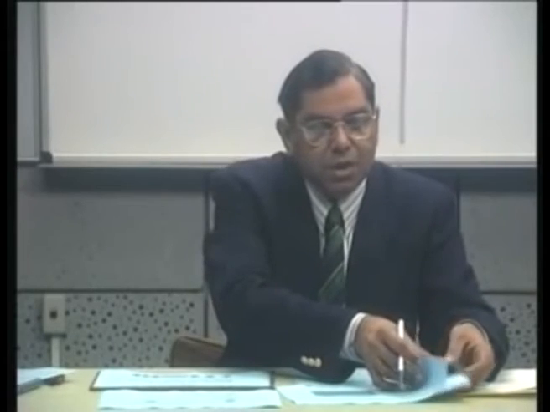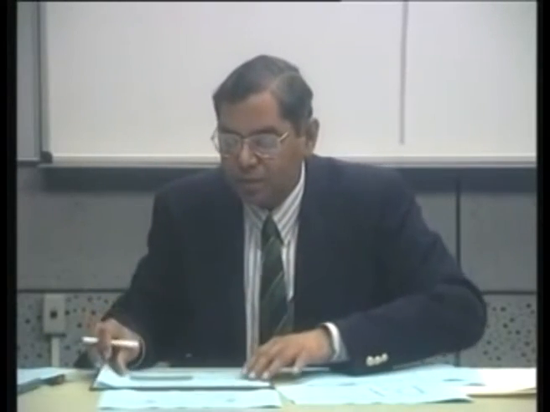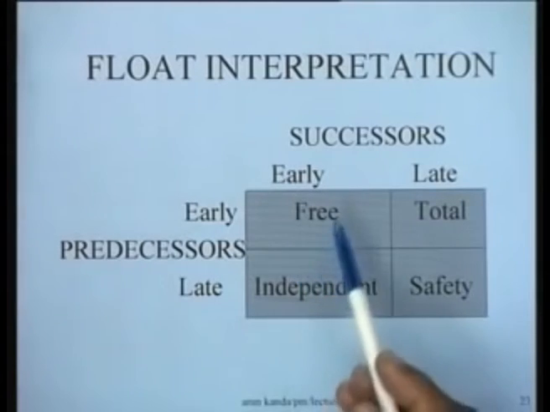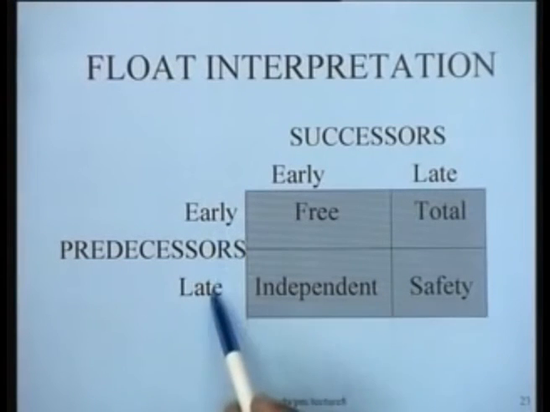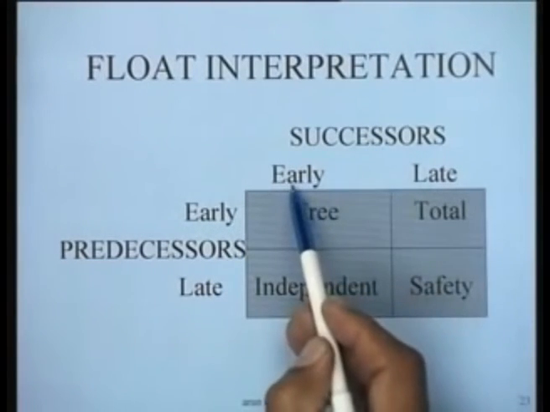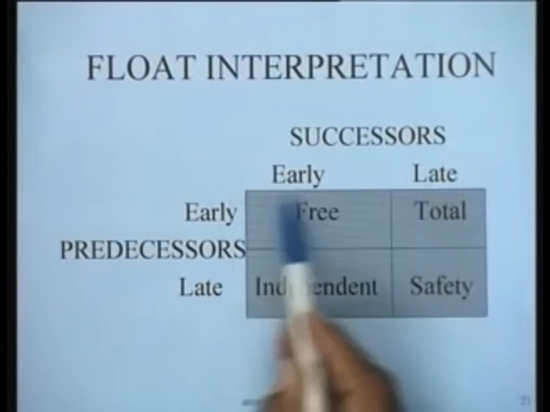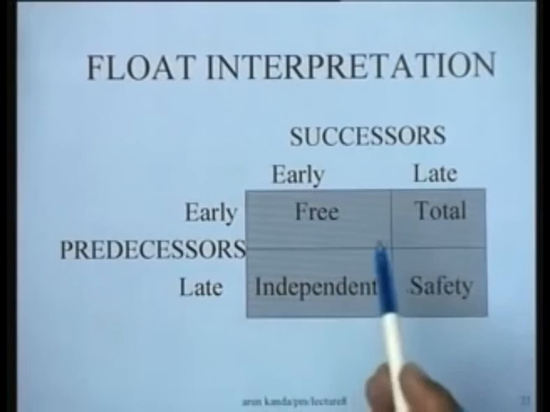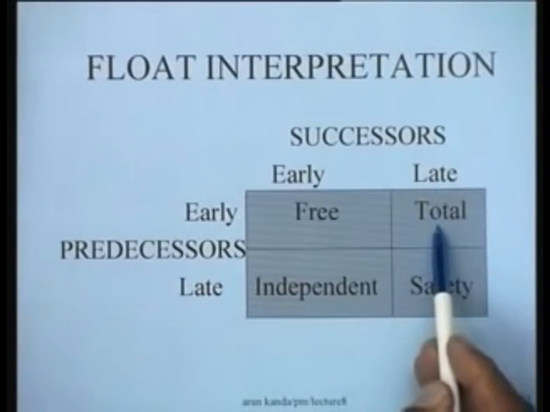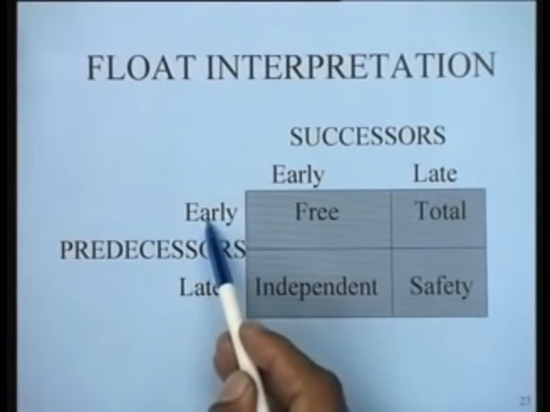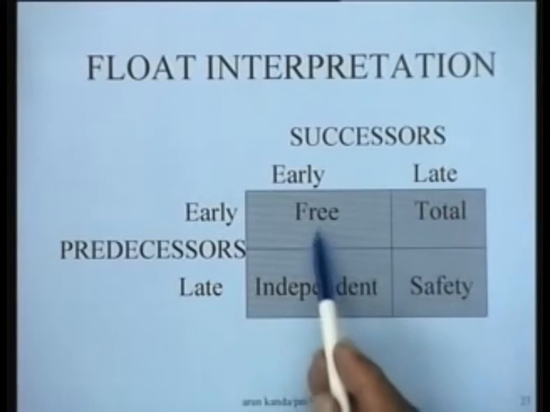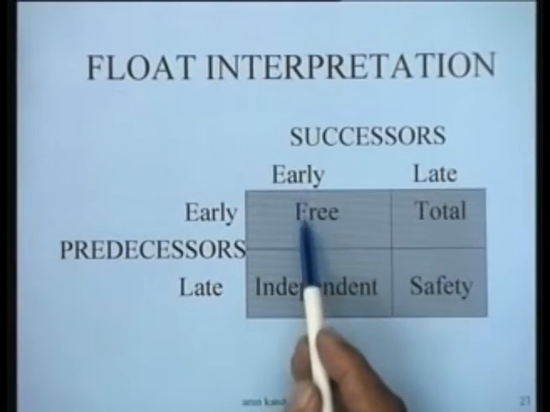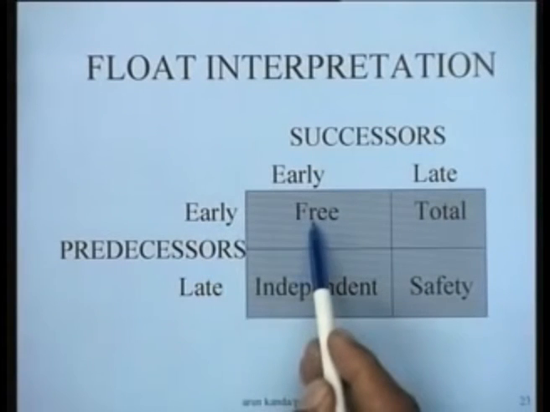Similarly, if these activities are not shifted to the maximum possible extent, this diagram summarizes what the various kinds of floats are. The predecessors for the activity may be done either early or late. Similarly, the successors for the activity may be done either early or late. So, depending upon the possibilities, you have 4 types of floats. If the successors are done as late as possible and the predecessors are done as early as possible, giving you the maximum, you have the total float. Similarly, if the successors are done as early as possible and the predecessors are done as early as possible, we have free float.